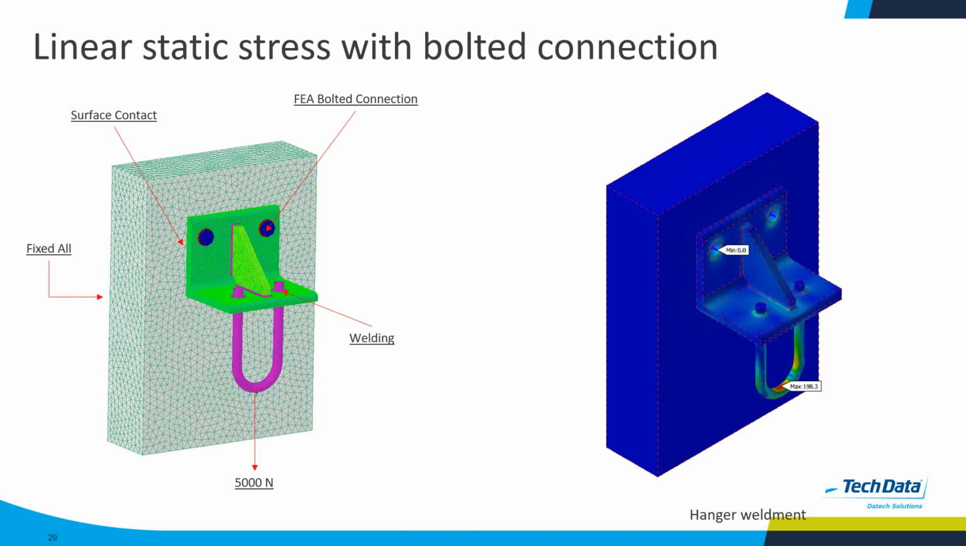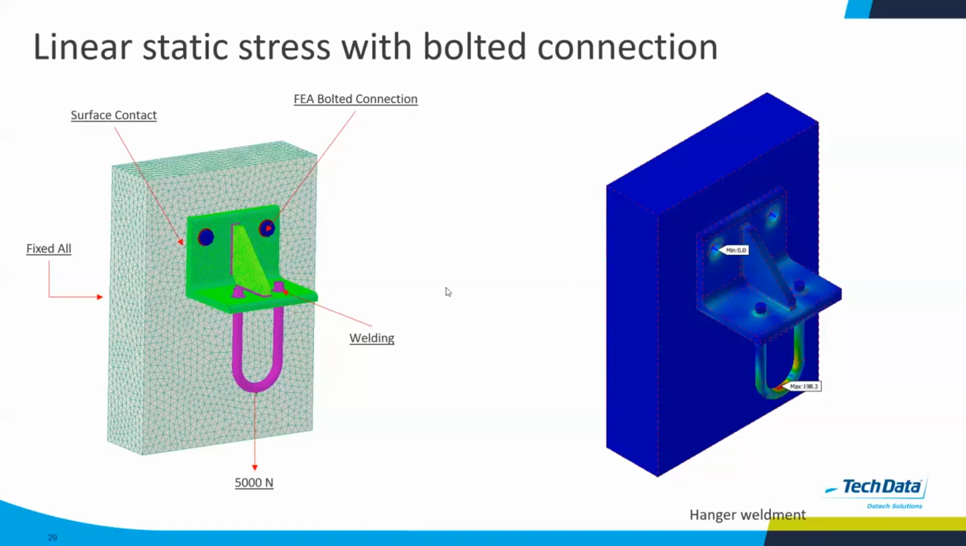Okay, so in this case, here are the conditions that I'm going to run. I will have a surface contact of this so-called assembly. The wall is fixed, of course, and then we're going to put in a stress of 5,000 Newton to this U-shaped steel. Then we have some welding here, so we can test the welding strength as well. For the top portion, we're going to use bolted connections. All right, so the final result should look something like that.